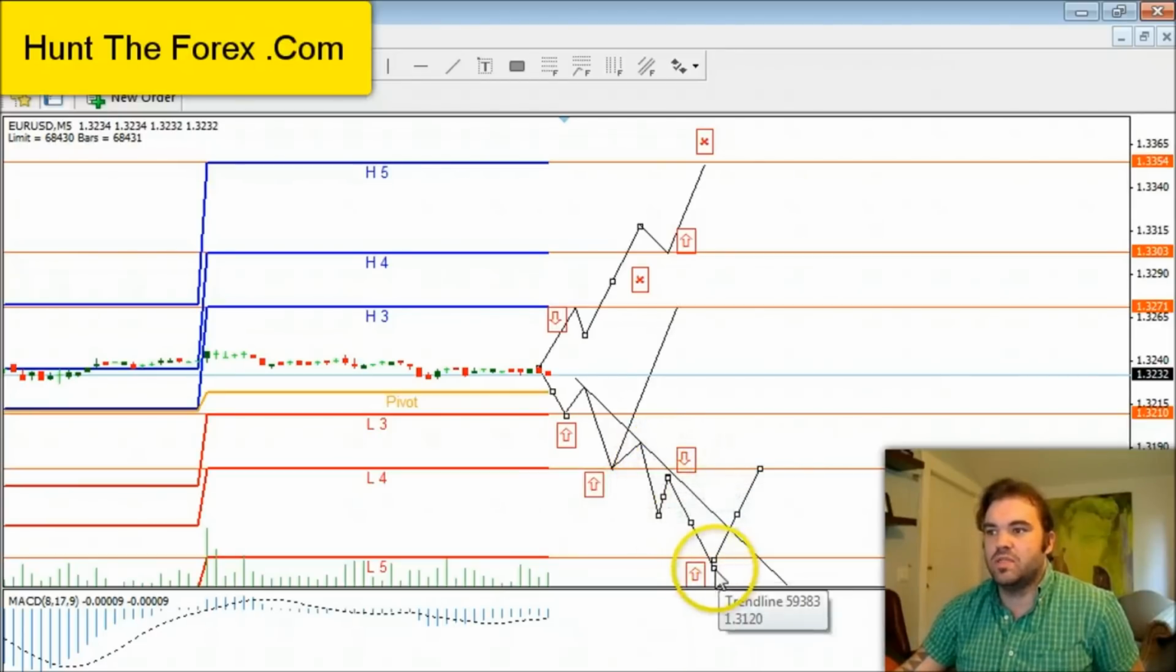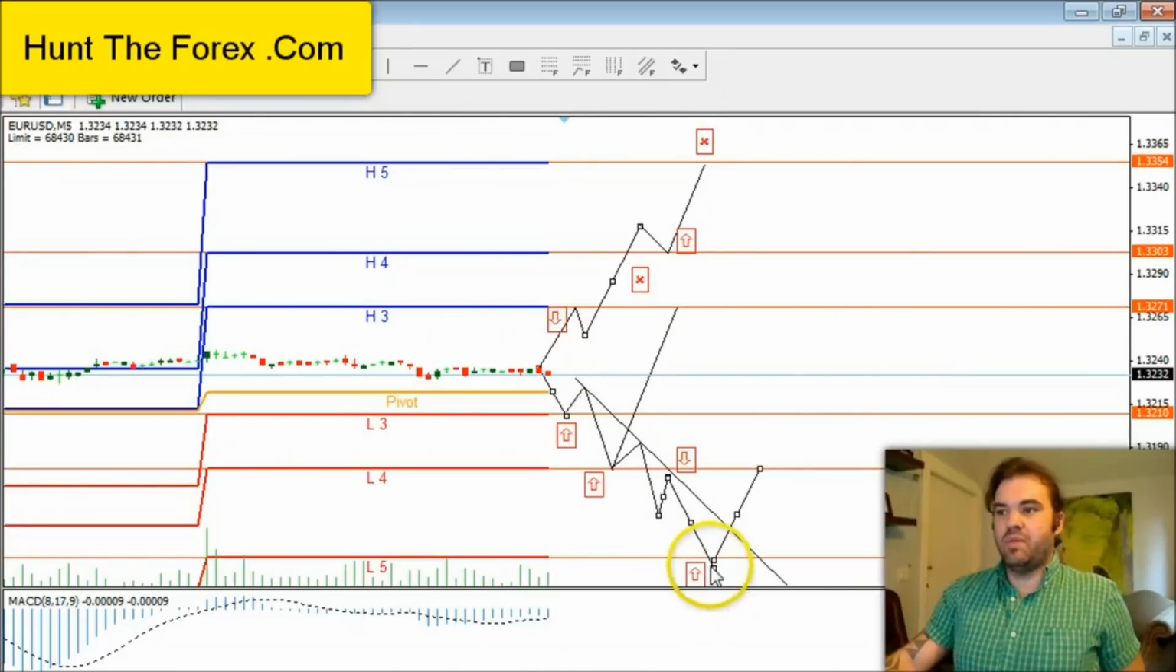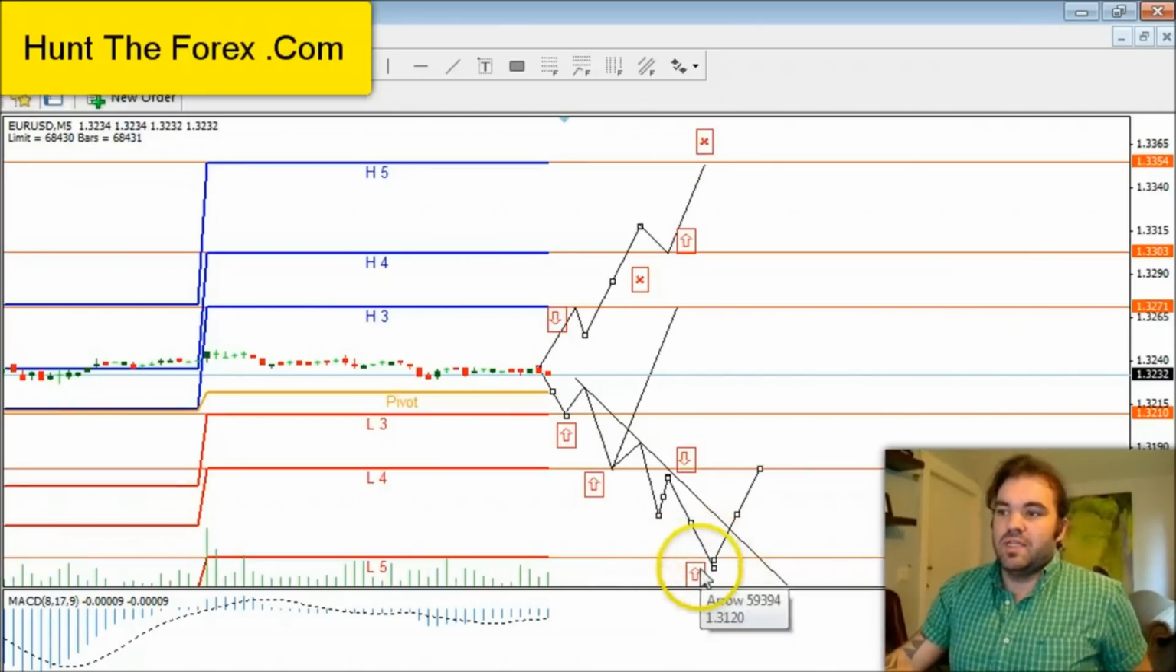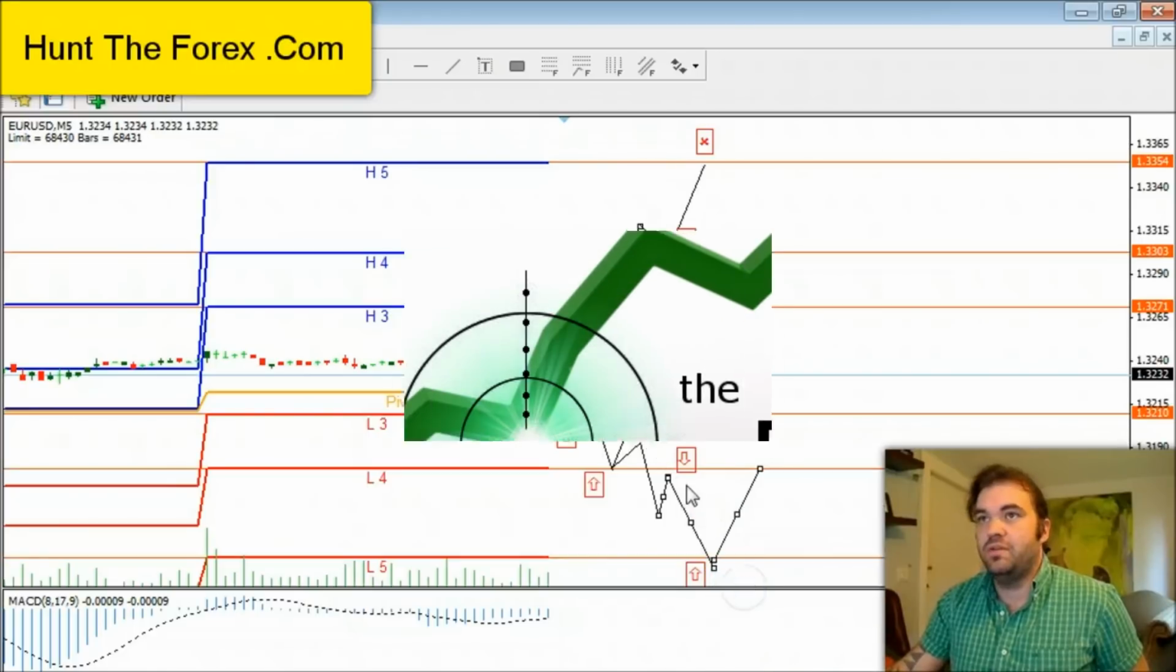Again, I don't jump in in the middle of nowhere and say, ooh, it's at L5, it's been powering down all day, now it's time to buy. I'll look for another system that also says, hey, this L5 is a good level to test a buy on. So I don't use them just by themselves. That's all I'm trying to say. But I do use them, and that's how you use them.